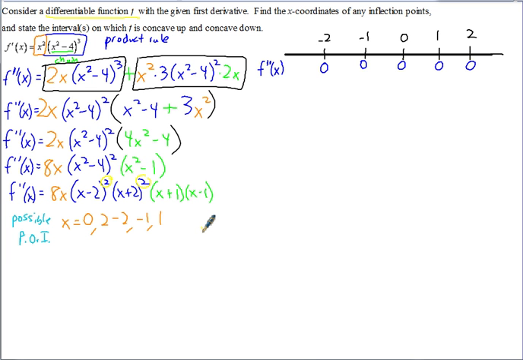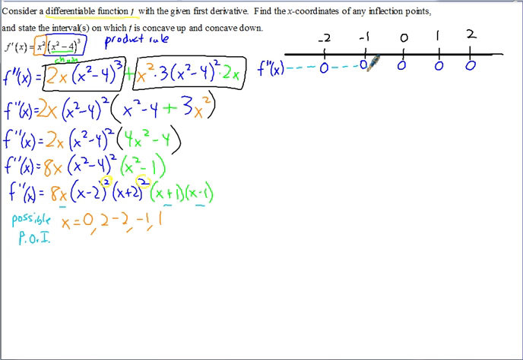So if we test -3, for instance, -3 times 8 makes that negative. -3 plus 1 is negative. -3 minus 1, negative. 3 negatives multiplied together is negative. Between -2 and -1, you can use -1.5. That makes this one negative. -1.5 plus 1 is negative. -1.5 minus 1, also negative. 3 negatives multiplied together, still negative.